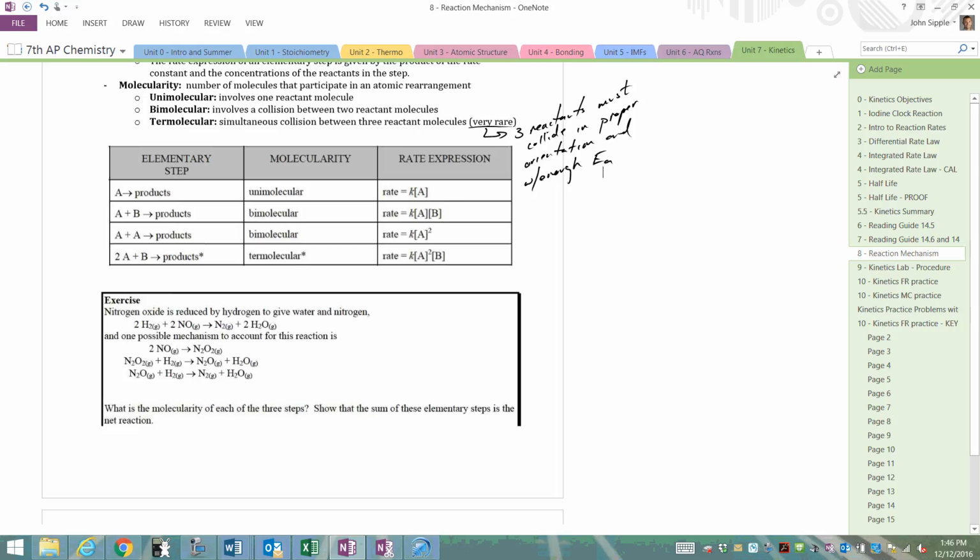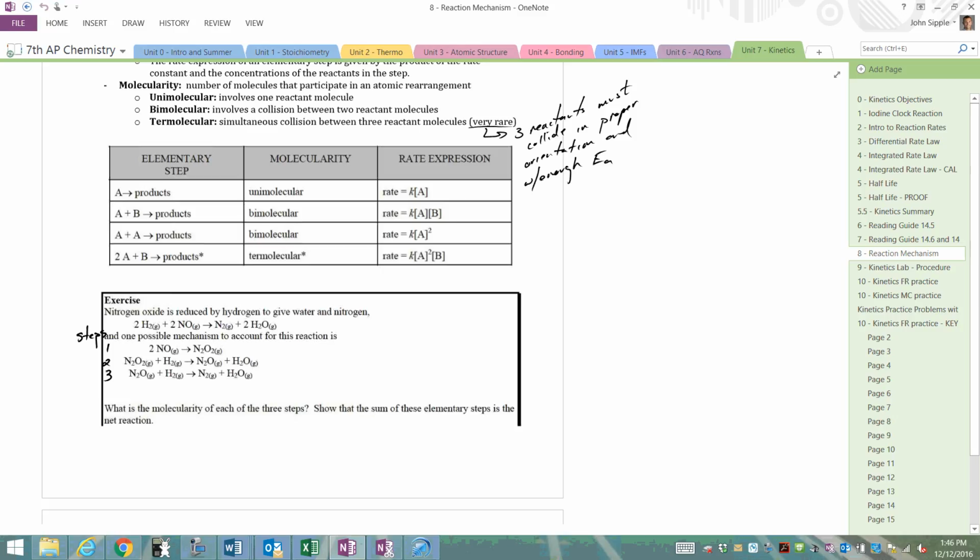So we have this overall reaction with hydrogen and nitrogen monoxide giving us nitrogen and water. And they're saying, here's a possible mechanism for it, these 3 steps. I'm just going to label them 1, 2, and 3 so they're easier to talk about. They want to know, what is the molecularity of each of the 3 steps?